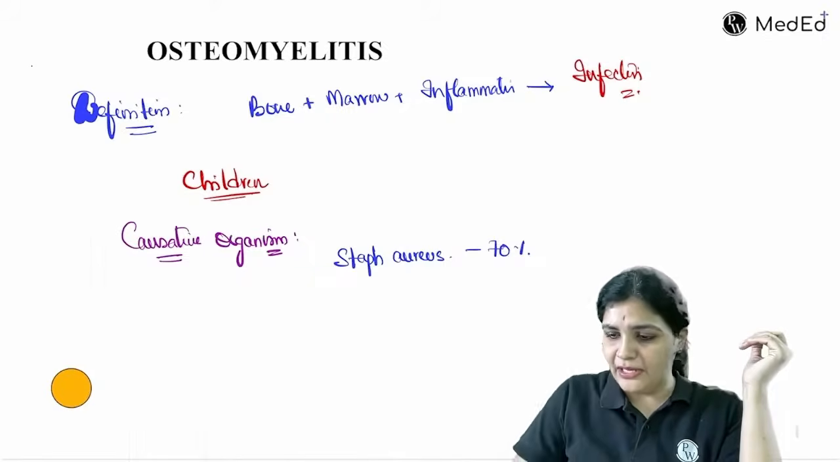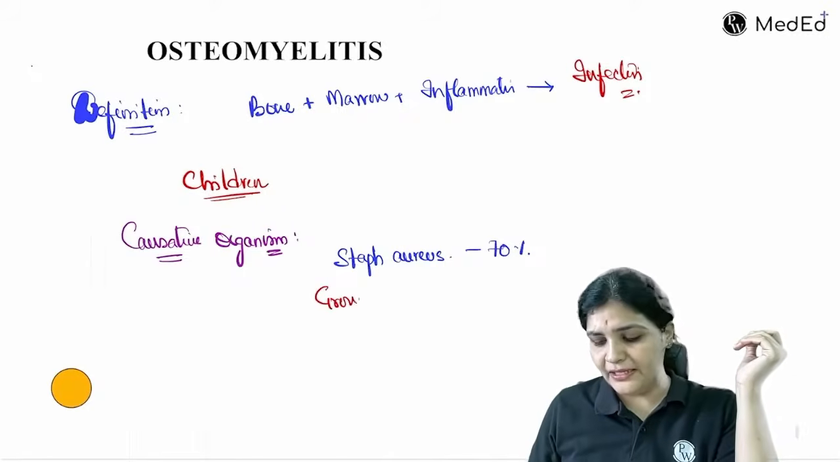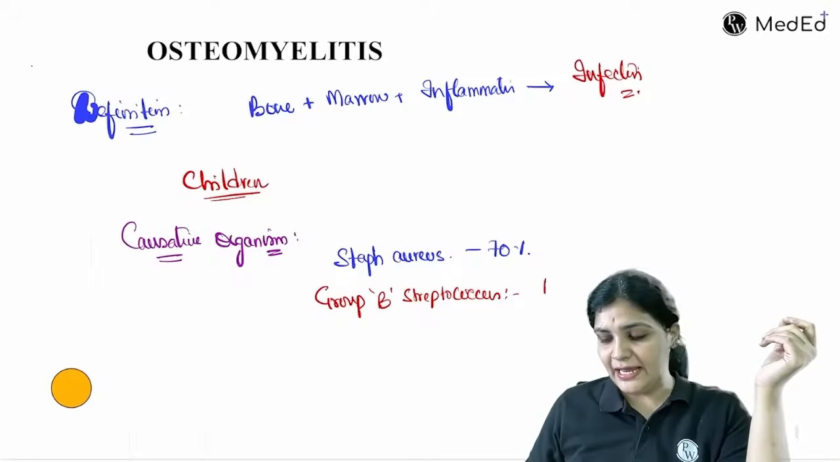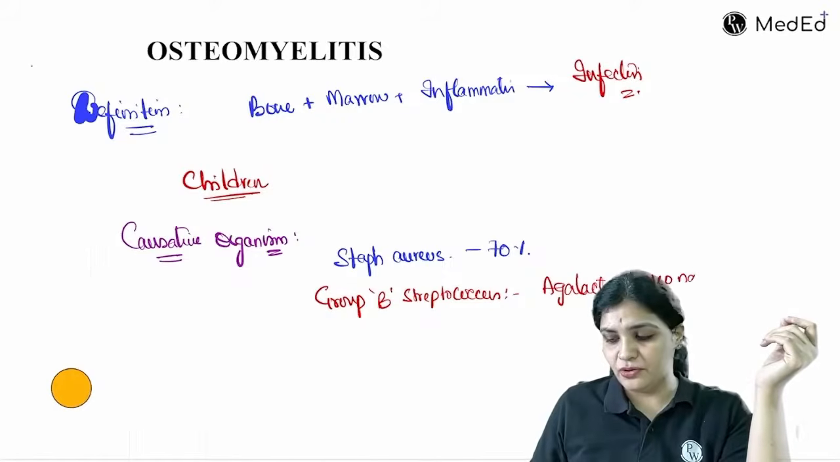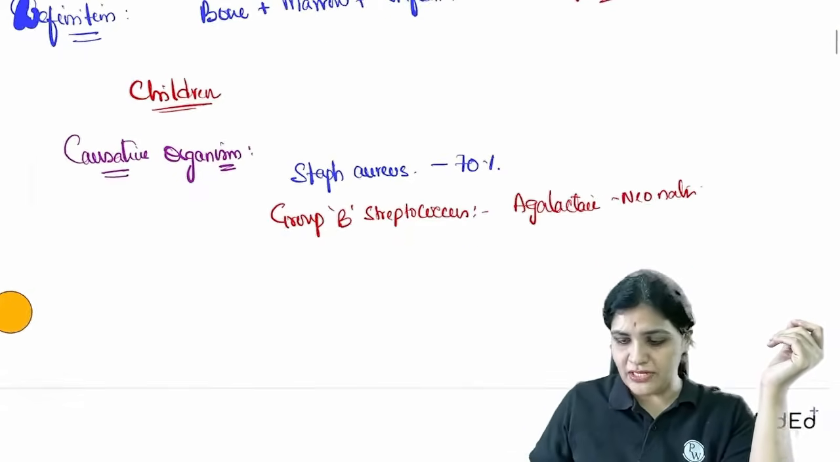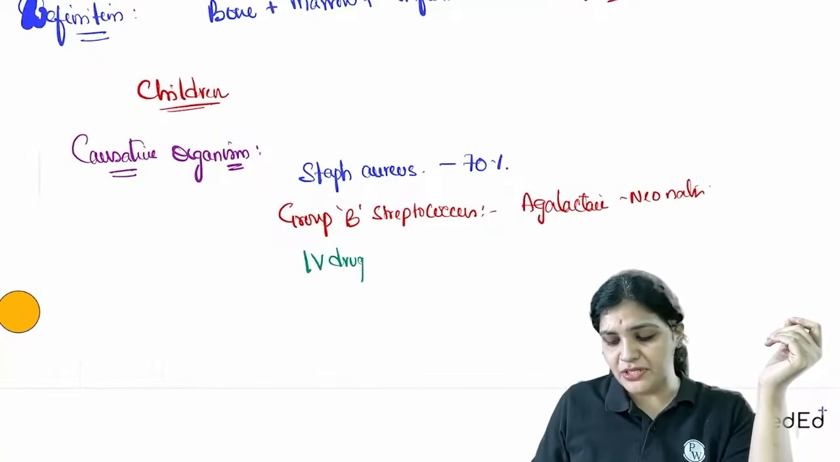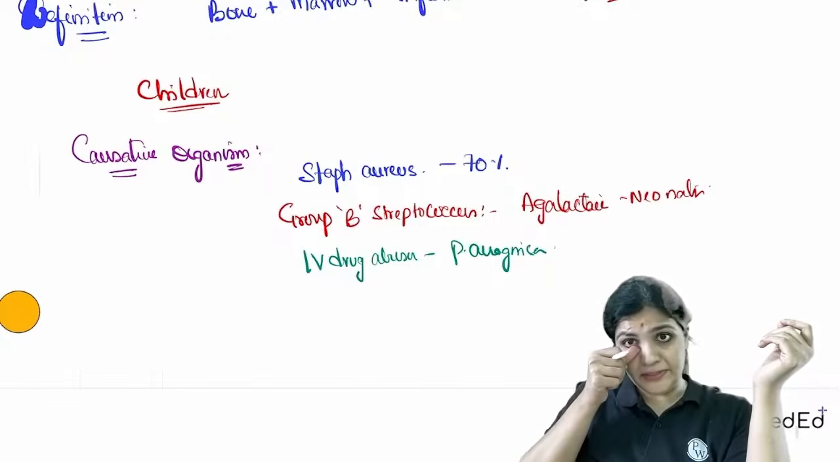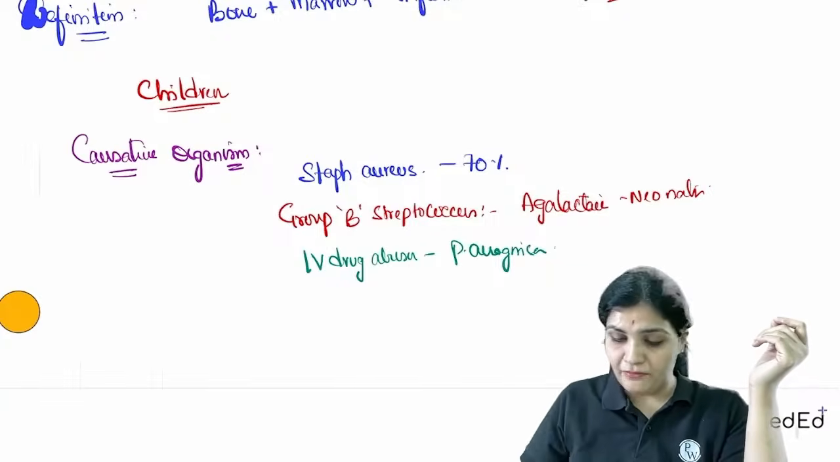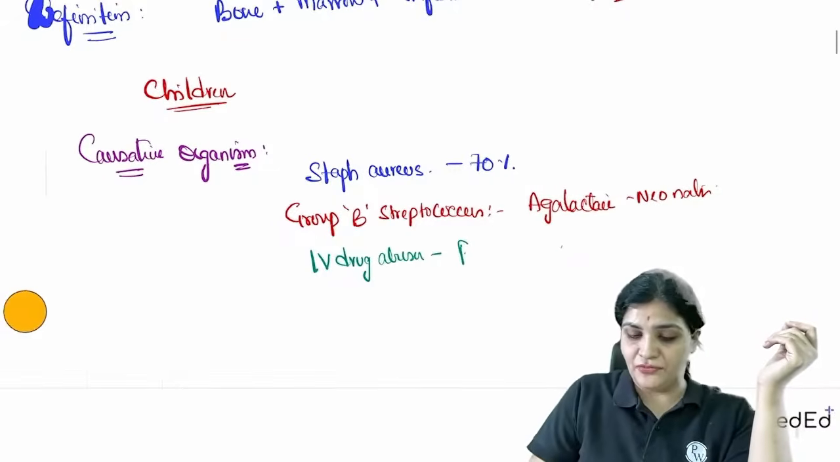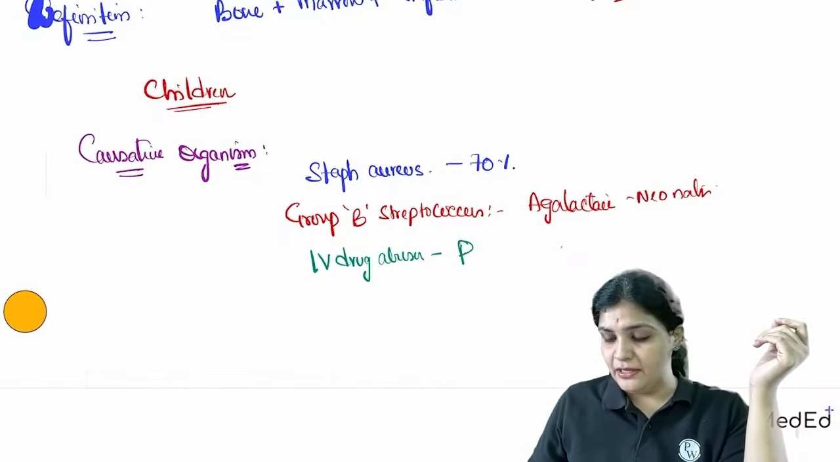And then comes another important one, that is group B streptococcus, mostly agalactiae. This is in the case of neonates. So you're going to write Staph aureus first, then streptococcus. Then in case of IV drug abusers, it is Pseudomonas aeruginosa. So Pseudomonas aeruginosa is one more important organism responsible for infection in IV drug abusers, right?